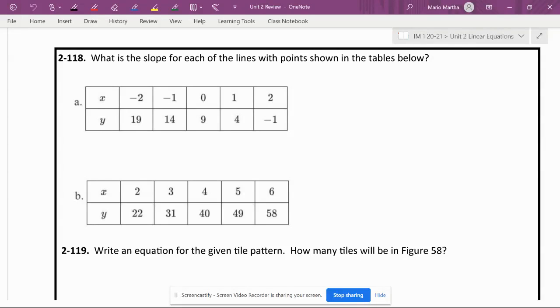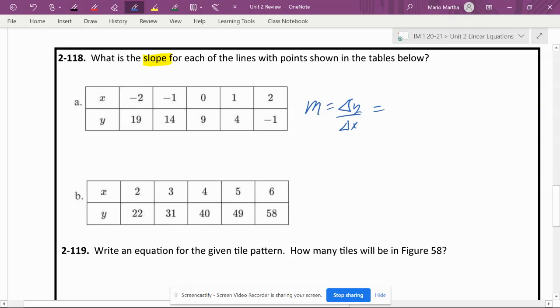Continuing with part 2 of the Unit 2 review. Now we're looking at what is the slope for each of the lines with points shown in the tables below. Again, remember to always read the question. Make sure you are just doing what it's asking. In this case, they're just asking us for the slope. The slope, remember, is our rise over run, the change in y over the change in x.